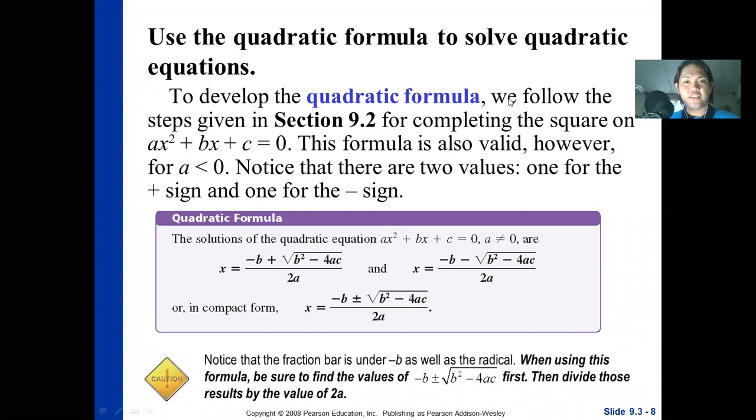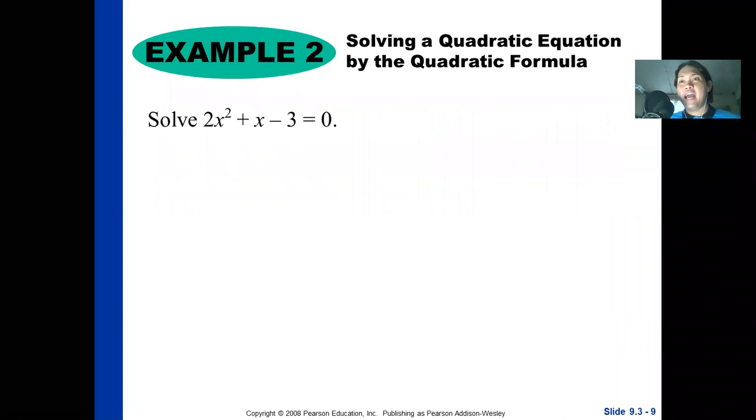Notice that the fraction bar is under negative b as well as the radical. So again, when using this formula, be sure to find the values of negative b, positive and negative, the square root of b squared minus 4ac first, then divide those results by the value of 2a. So please do not forget the steps on how to use the formula of quadratic equation. Now, after identifying the values of your a, b, and c, after knowing the quadratic formula, then we can solve quadratic equations by the quadratic formula.